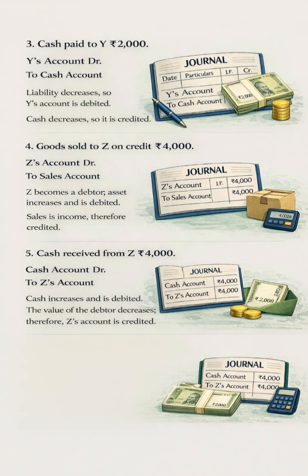3. Cash paid to Y 2,000 rupees. Y's account debit, to cash account. Liability decreases, so Y's account is debited. Cash decreases, so it is credited.